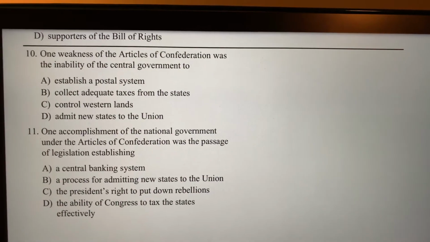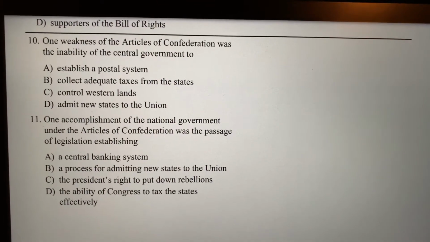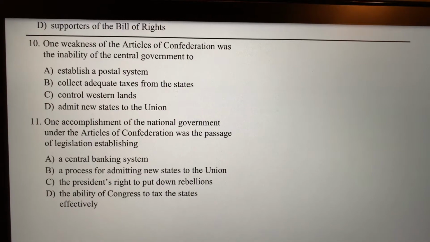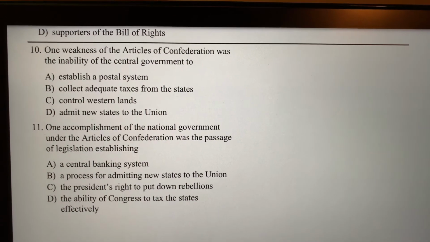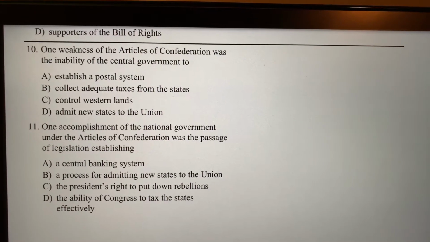Number 10. One weakness of the Articles of Confederation was the inability of the central government to A. Establish a postal system, B. Collect adequate taxes from states, C. Control western lands, or D. Admit new states to the Union.